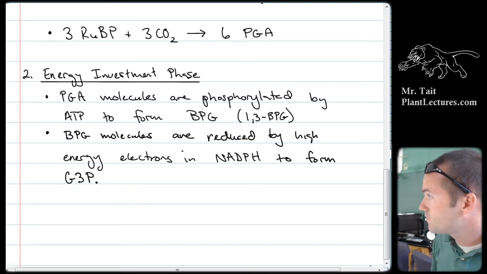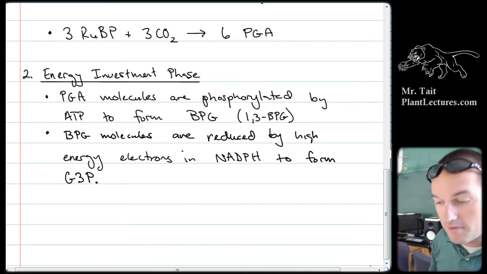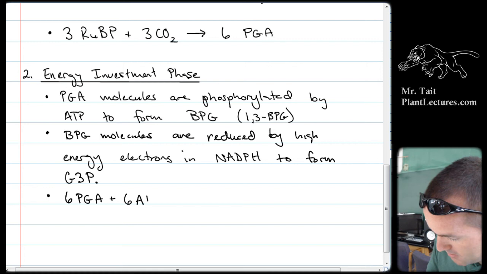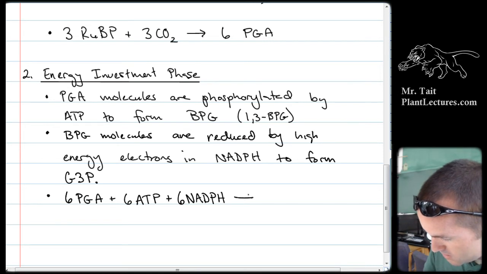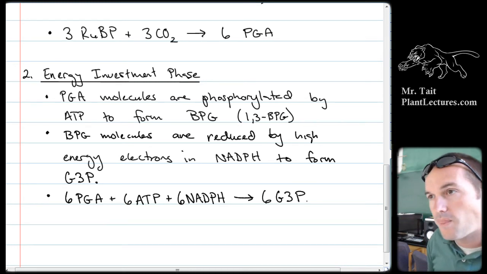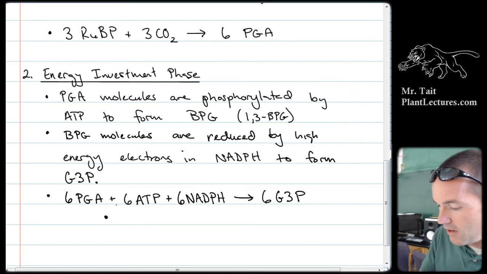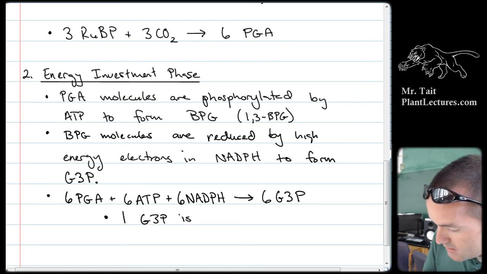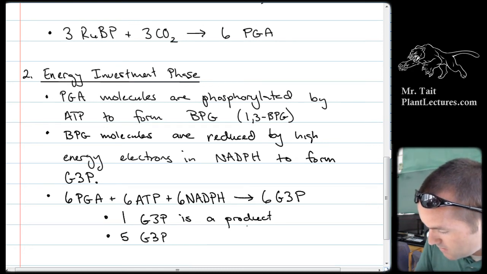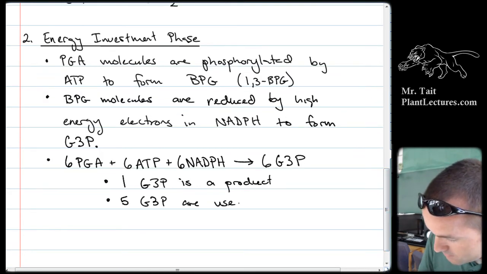There are 6 PGAs that we started with, right? So we're going to have 6 PGA plus 6 ATP plus 6 NADPH yields 6 G3P. Of the 6 G3P that get created, 1 G3P is a product, meaning it gets to leave the cycle. 5 G3Ps are used in the next step.